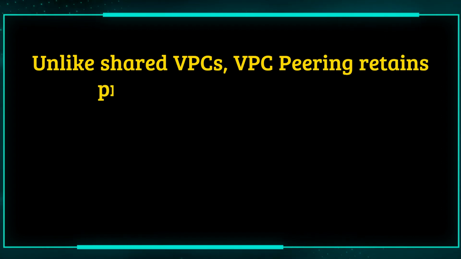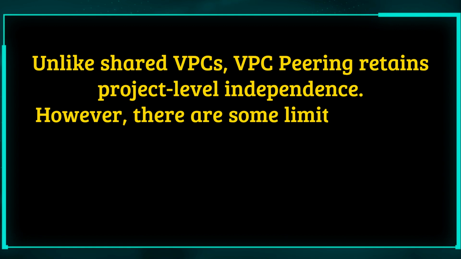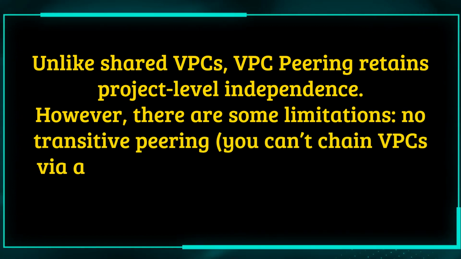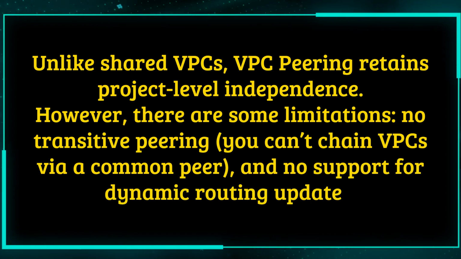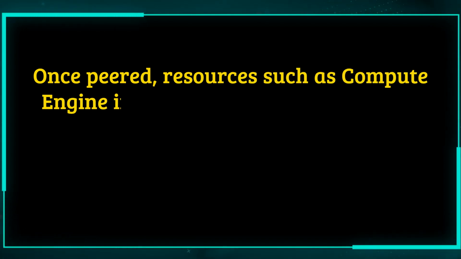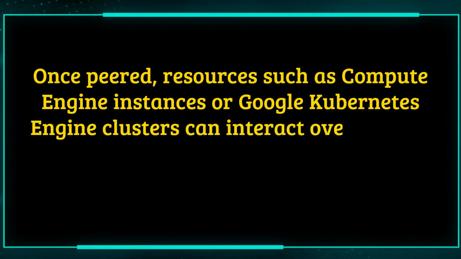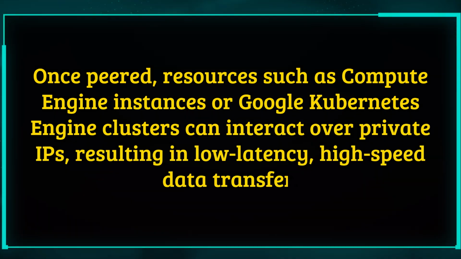Unlike shared VPCs, VPC peering retains project-level independence. However, there are some limitations: no transitive peering, you can't chain VPCs via a common peer, and no support for dynamic routing updates. Once peered, resources such as Compute Engine instances or Google Kubernetes Engine clusters can interact over private IPs, resulting in low latency, high-speed data transfer.